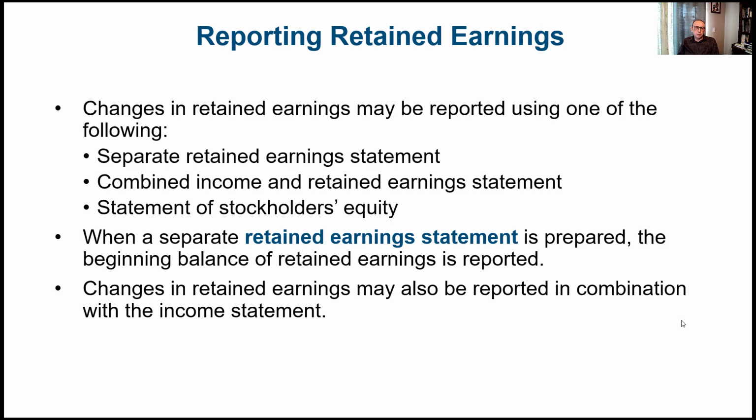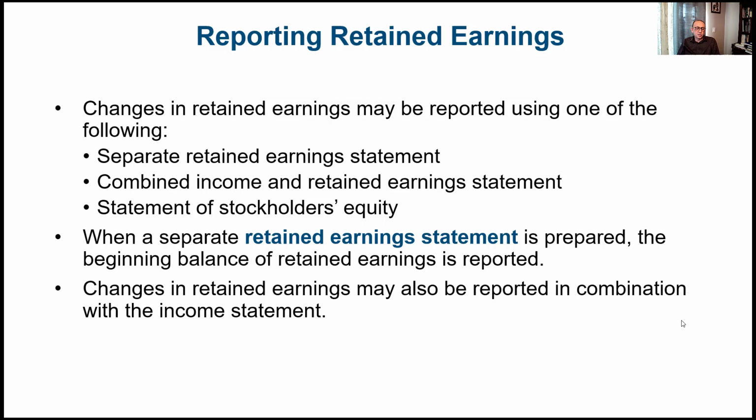So, how do we report retained earnings? As you know, the best way to report retained earnings is using a statement called the retained earnings statement. Sometimes we like to refer to it as the statement of retained earnings. So basically it shows changes in retained earnings. Changes in retained earnings may be reported using one of the following: a separate retained earnings statement, a combined income and retained earnings statement, or the statement of stockholders' equity.